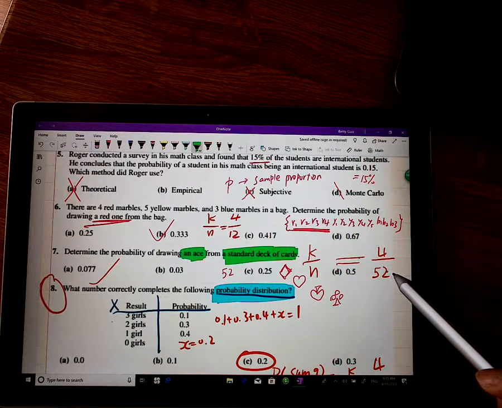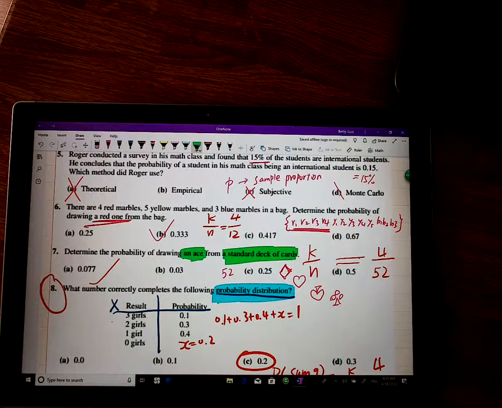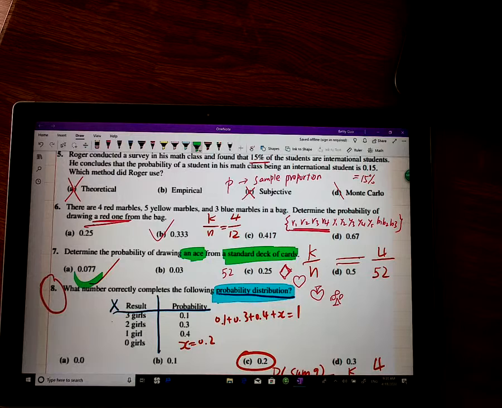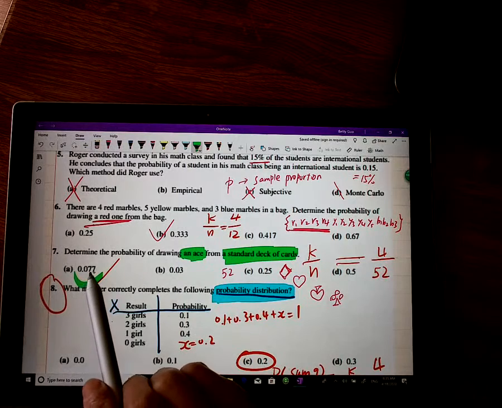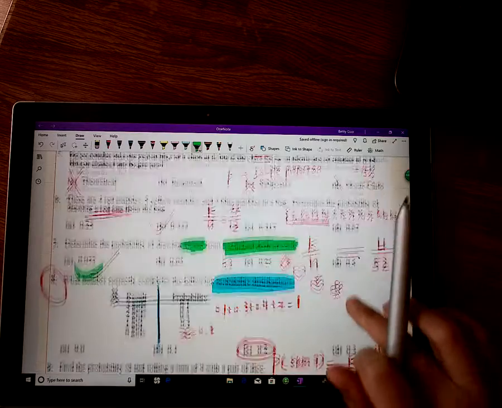If you convert it to a decimal, what do you have? Use your calculator. I think it's going to be 0.077. Let me get my calculator. 4 divided by 52. Yeah, 0.0769. We round it up, we have 0.077. About 8%, or 7.7% chance to get an ace. Number 8.